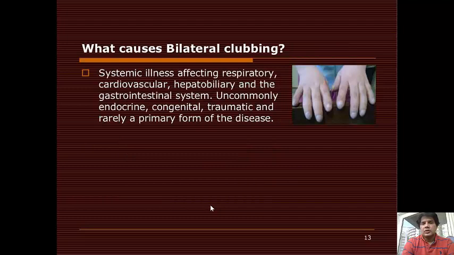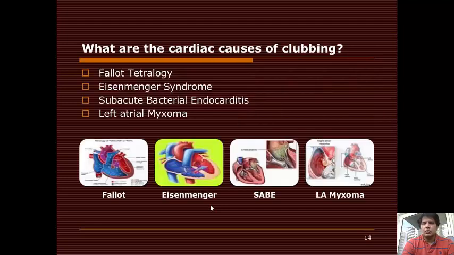Mostly, any systemic disease will affect both hands and both legs. So any systemic illness, for example respiratory, cardiovascular, hepatobiliary, and GI, and uncommonly endocrine, congenital, or traumatic causes, would cause bilateral clubbing. So, what are the cardiac causes?